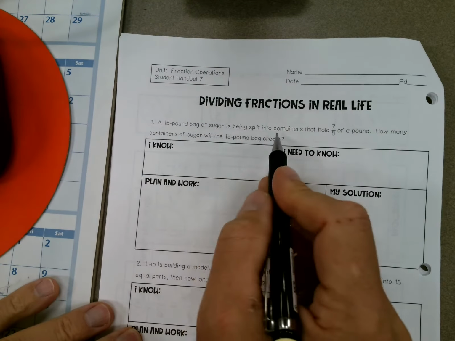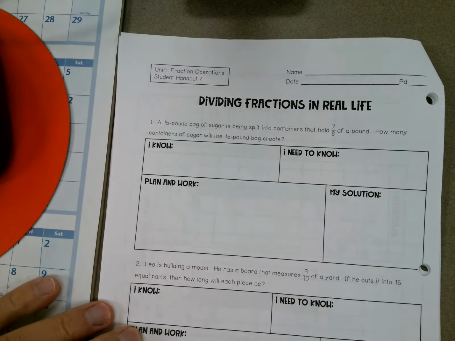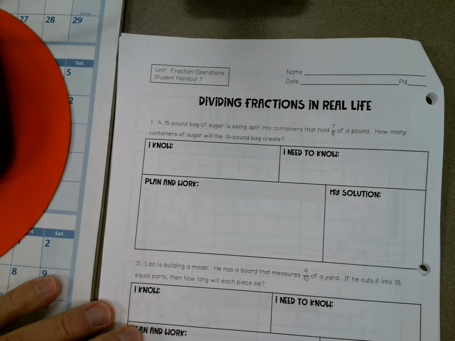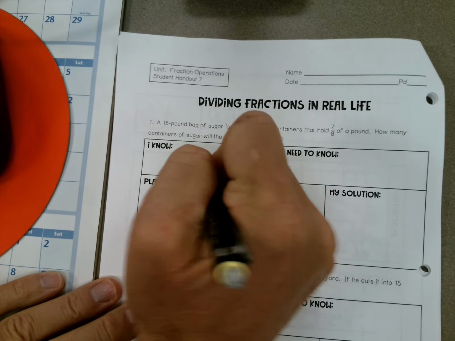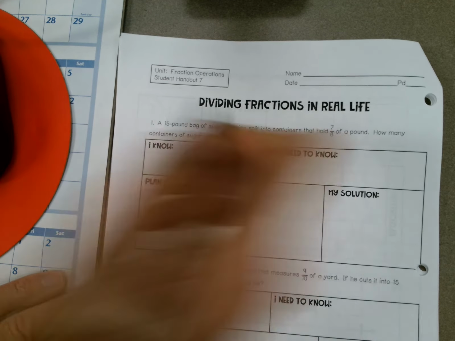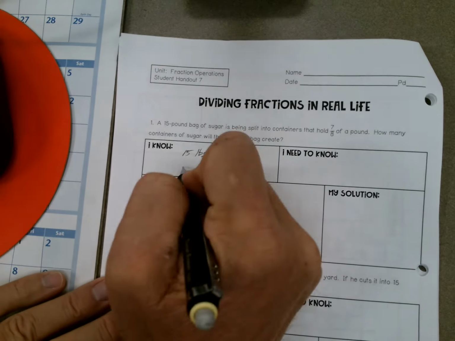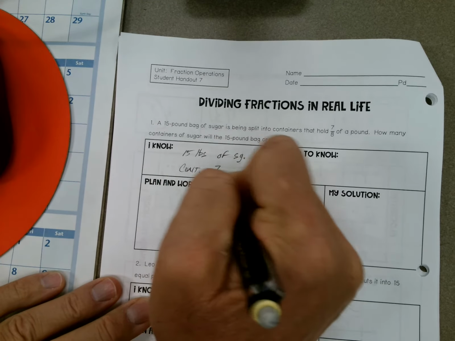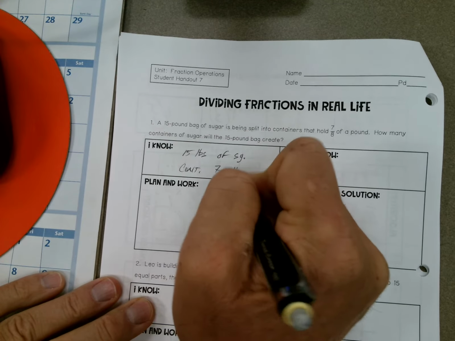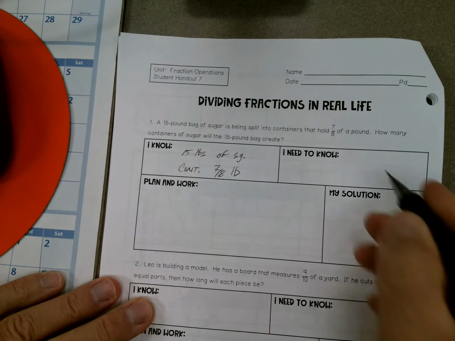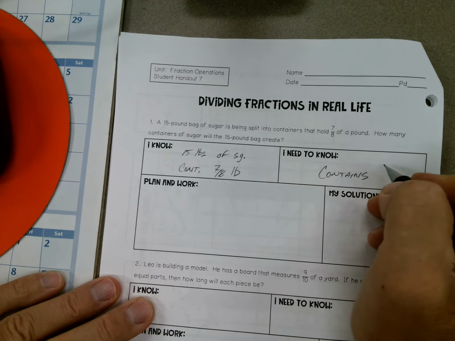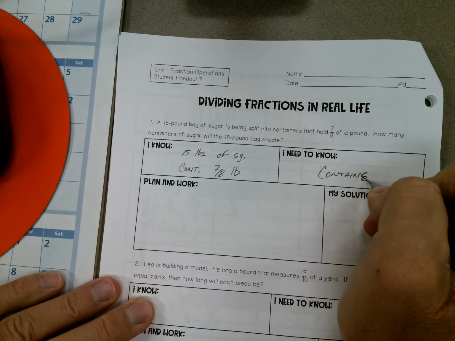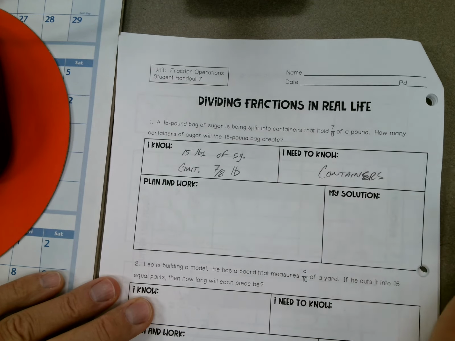A 15-pound bag of sugar is being split into containers that hold 7/8 of a pound. How many containers of sugar will the 15-pound bag create? All right, so what do I know? I know I have 15 pounds of sugar, and the containers hold 7/8 of a pound. What do I need to know? How many containers?